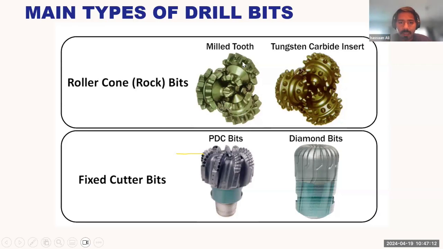They can have either mill teeth, which are just machined teeth with some surface hardening done to them, and then you can have tungsten carbide inserts. Effectively what happens is that they will just rotate and churn out the rock.